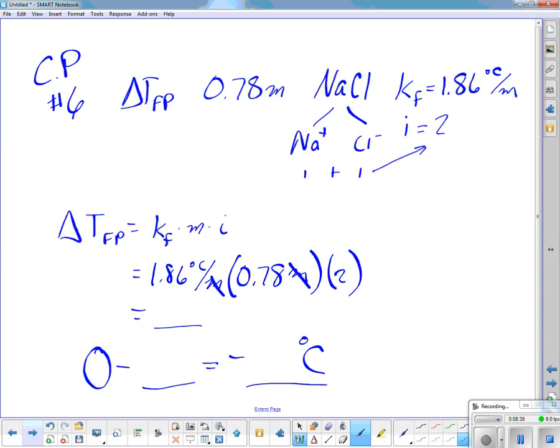Once you do that, you could use 0 minus, or you could get rid of it. So that was number 6. Now, if you're doing boiling point and it's water, what does water normally boil at? 100 degrees. So once you get the delta T for boiling point, you have to add it to 100 to get the new boiling point, because the boiling point is elevated. So if I did 1.86 times 0.7 times 2, and it came out to 2.9, it would just be added.